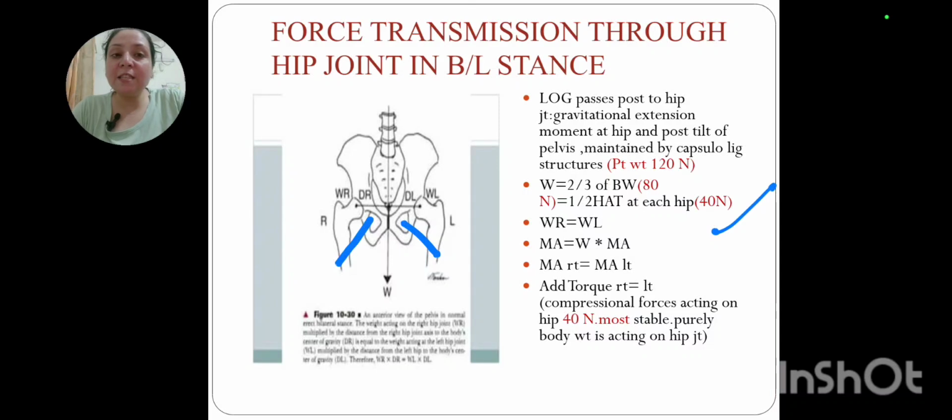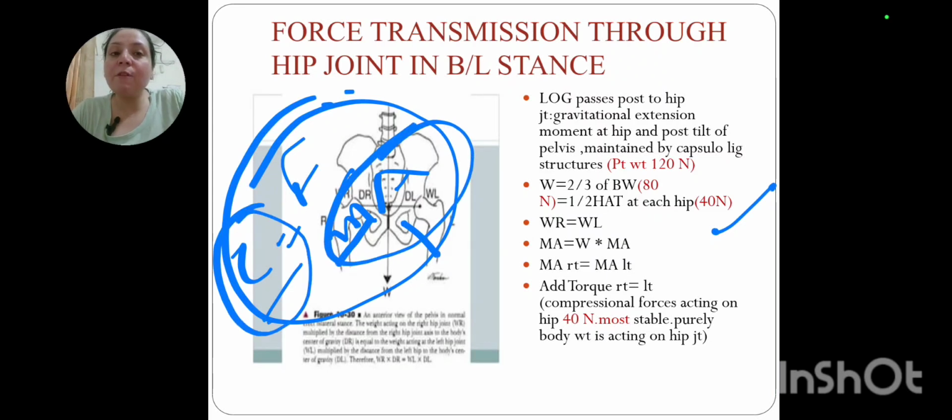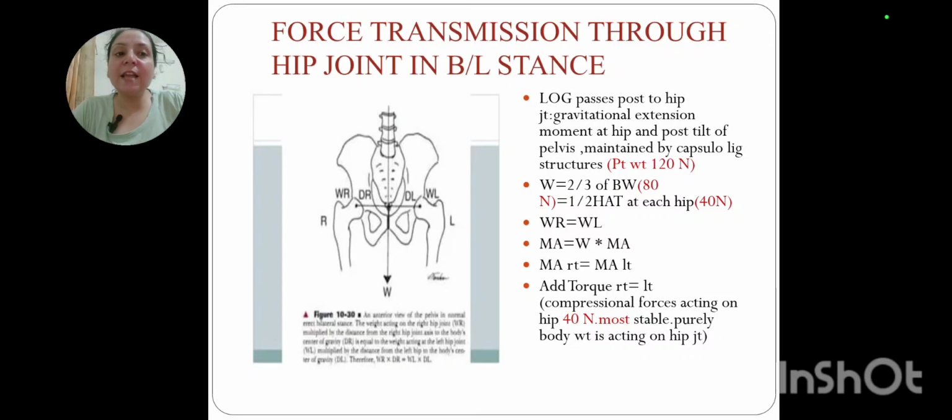Now that means we can say that torque is equal to force upon movement arm. This is the area which we need to find, and if the movement arm is the same, the torque is always the same, and the force will also be the same. That means the torque acting on the right side is similar to that of the left side, and the joint compressional force acting on the hip is 40 Newton, and it is a more stable position for the hip joint.